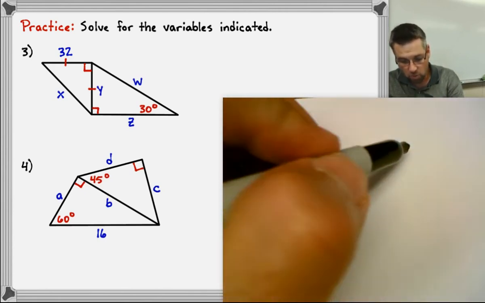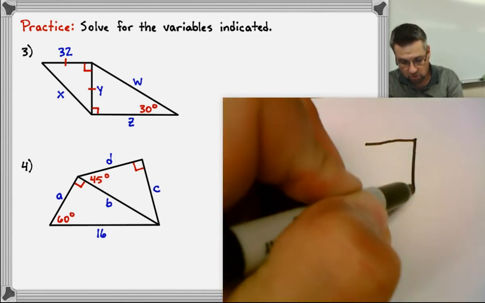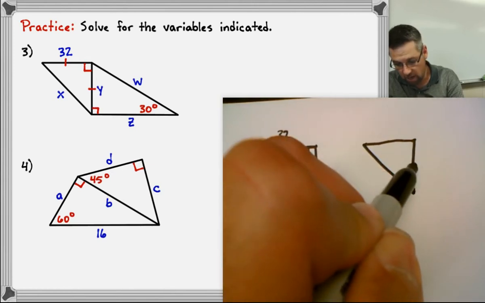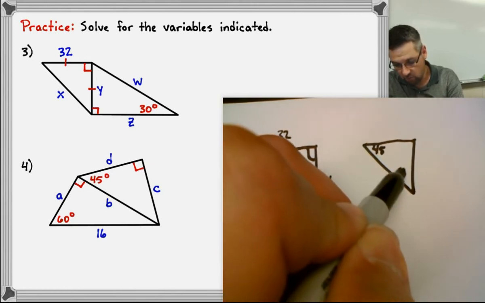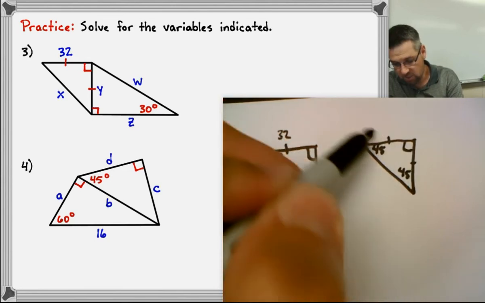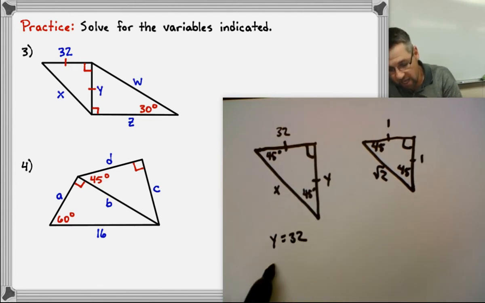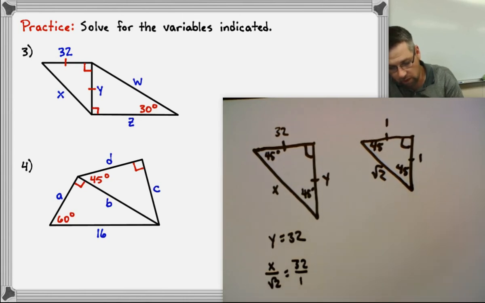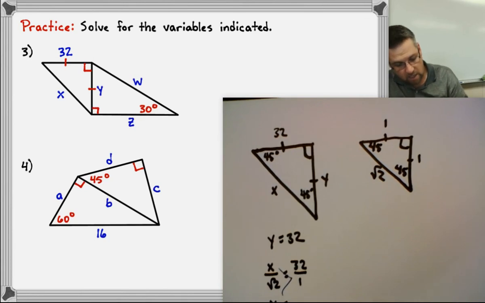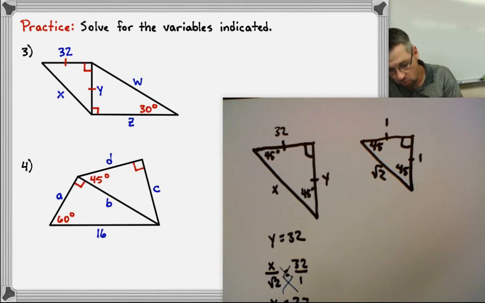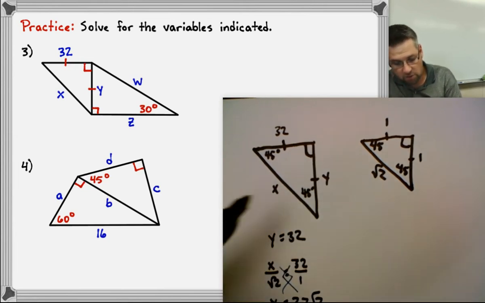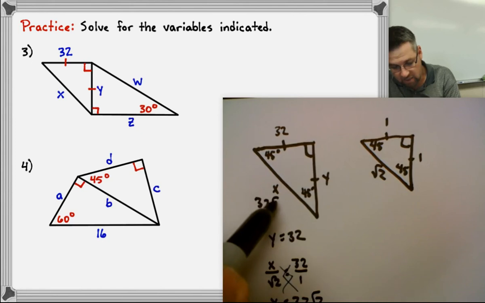But for X, we want to set up our special 45-45-90 triangle, our parent one, 45 and 90. And remember the side lengths are 1, 1, square root of 2. And now we can set up for X. We'd say X over radical 2 equals 32 over 1. And we'll just cross multiply. X times 1 is X. And then radical 2 times 32 is going to be 32 radical 2. So there I found the two side lengths that were missing in this triangle.